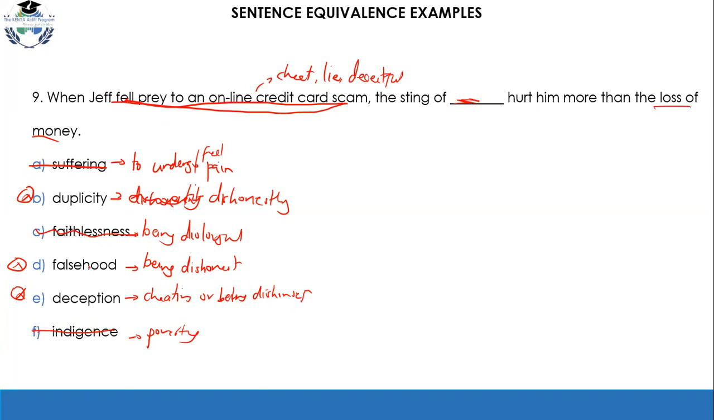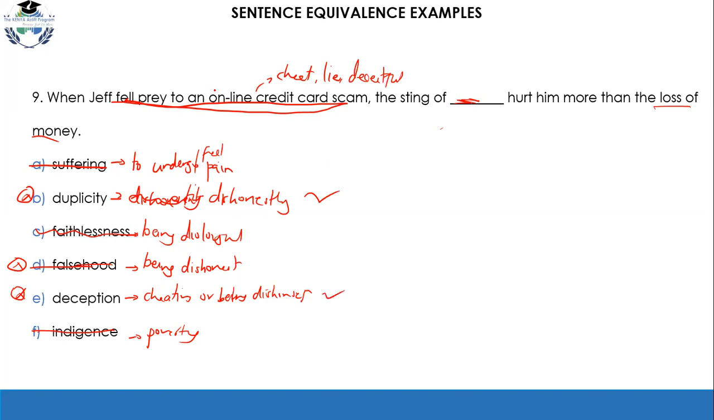So why would falsehood not work for me? So the sting of falsehood hurt him more. So just from the logical, we say the sentence must make sense logically and grammatically also. So falsehood is a correct option, but does not really fit grammatically in this sentence. So that's why falsehood will have to be eliminated. So those who said B and E, meaning duplicity and deception, will be right.